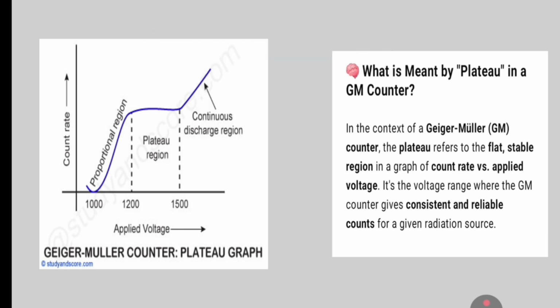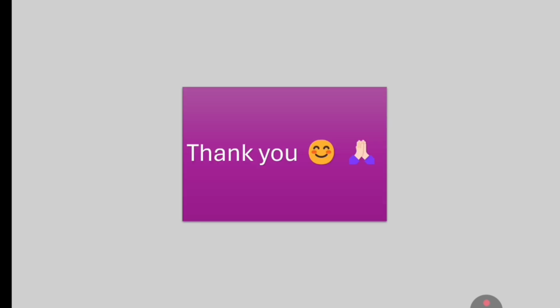So this is a graph, the plateau graph. Here we see a plateau between the count rate and applied voltage. What is meant by plateau? In the concept of a GM counter, the plateau refers to the flat, stable, constant region in a graph of count rate versus applied voltage. So you can see it in the graph.